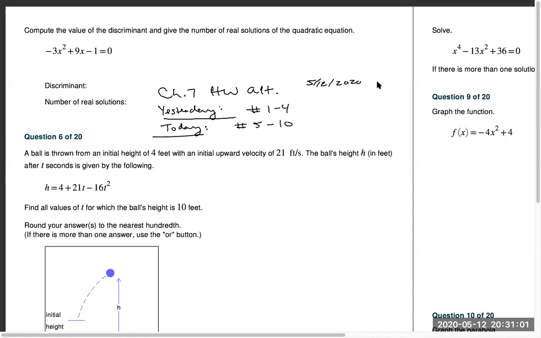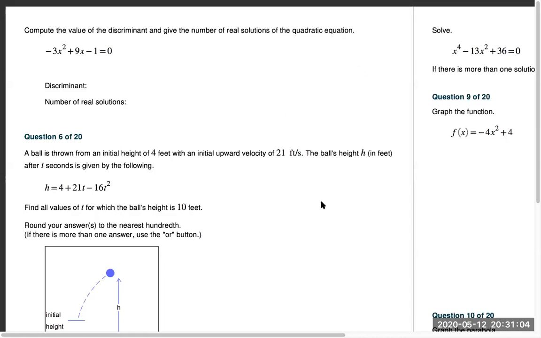All right, let me clear this out. So I'll post the other video, the one that I have from yesterday, later today. First thing I'm going to get into is number 5 here. Compute the value of the discriminant and give the number of real solutions of the quadratic equation. So we're actually going to pull off into a whiteboard for a minute, so I can go further into the concept of the discriminant.